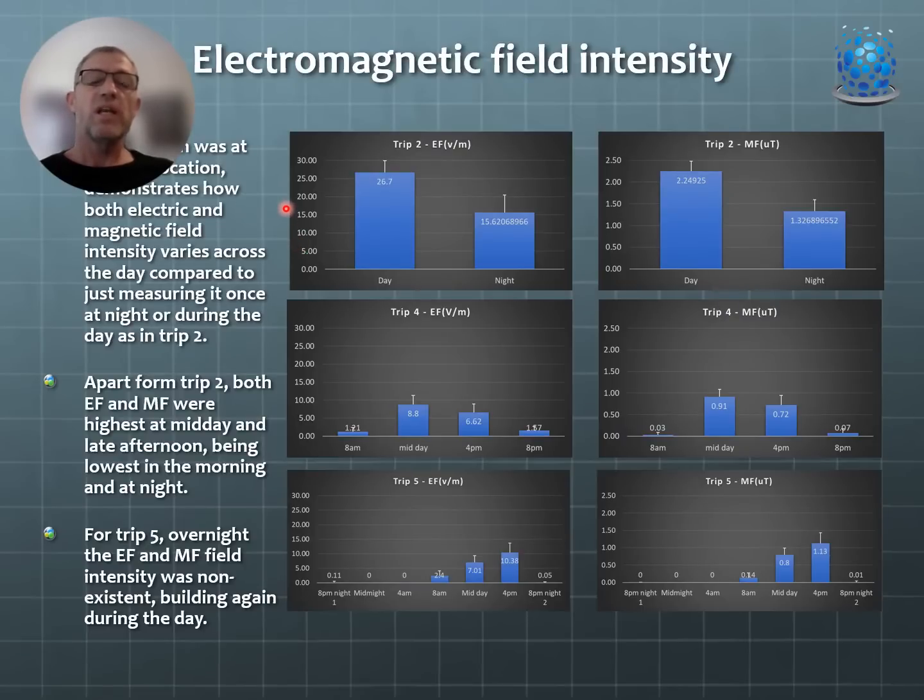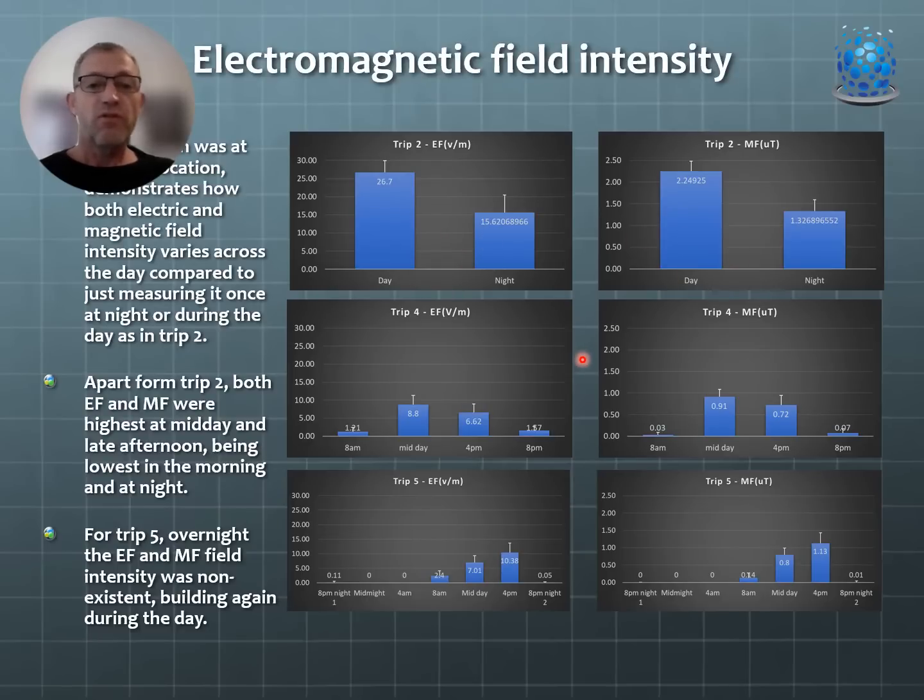What was interesting here was looking at electric and magnetic field intensity across all trips. Now in trip 2 we just did one recording at day and one at night of electric field intensity in voltmeters, and then over here in microteslas, and you can see there was a general trend or significant difference between day and night for both.